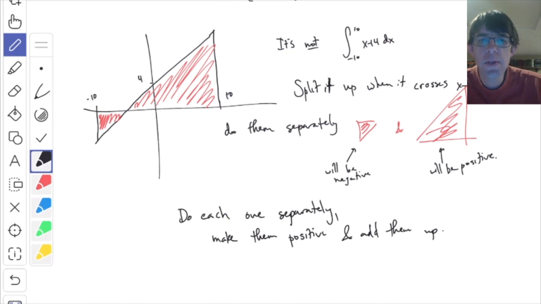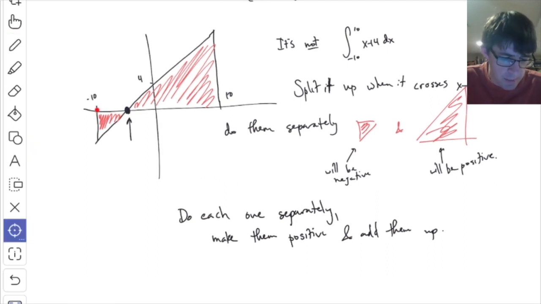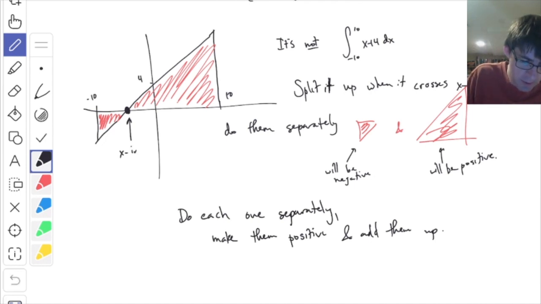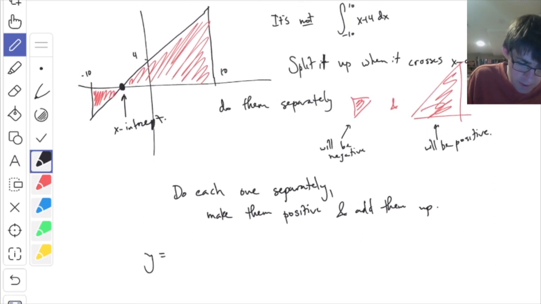What makes this difficult is I never told you where exactly this point is. That's how we're going to split it up. Instead of going minus 10 to 10, I'm going to do it in two parts. One will be minus 10 up to this point, whatever that point is, and the other part will be this point up to 10. How do you find that point? Again, it is the x-intercept, and we can find that using the formula. The equation is y equals x plus 4. I set y equal to 0 and solve for x. X equals minus 4. So that's where this point is. It is negative 4.